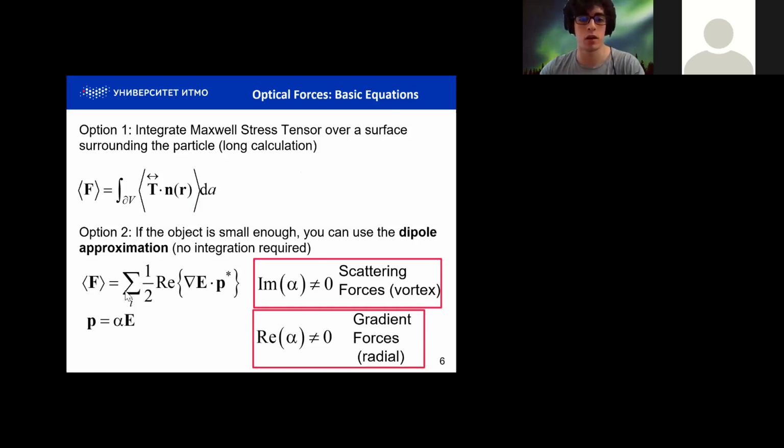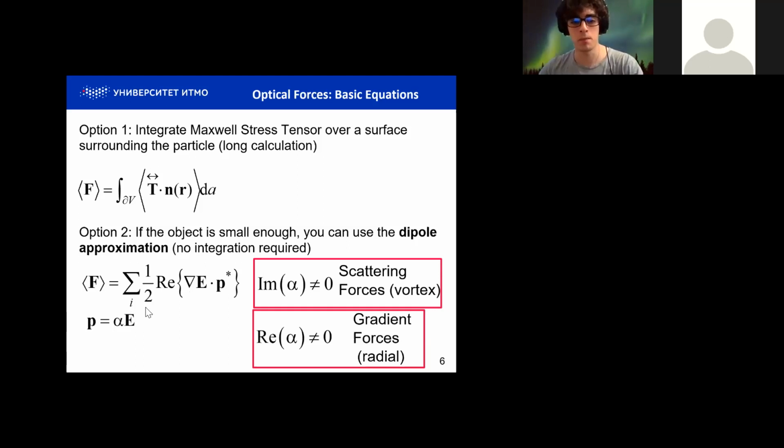While in the second case, this directly gives the force distribution in the whole computational domain. So it is much faster, and in fact, since it's a direct analytic, more clear, straightforward analytical expression, it is easier to understand physically. So a dipole we consider as a particle whose moment is directly proportional to the local electric field by a proportionality constant that we call polarizability.